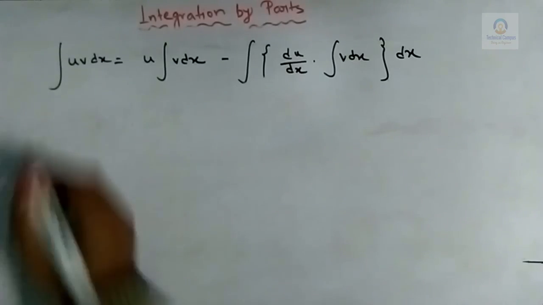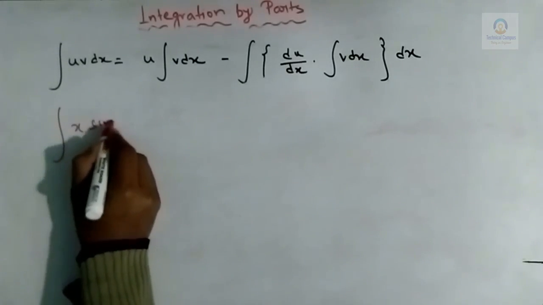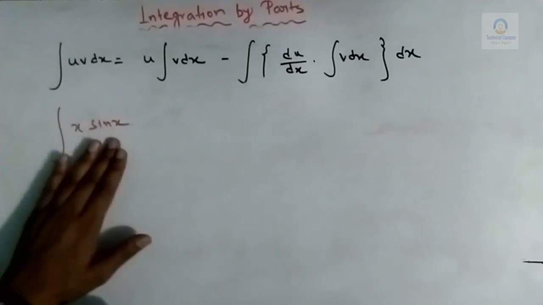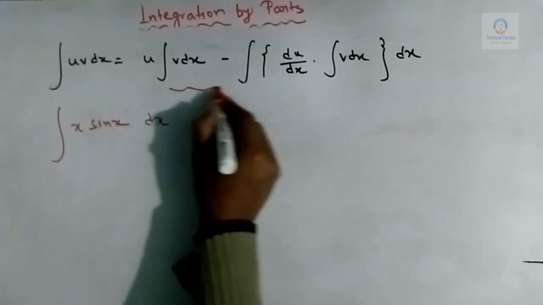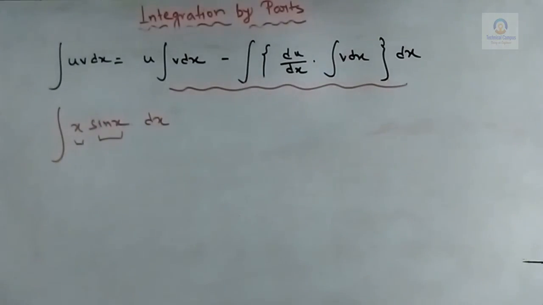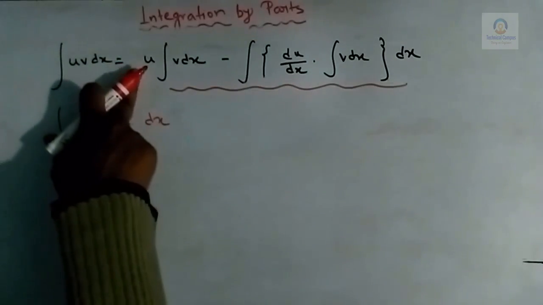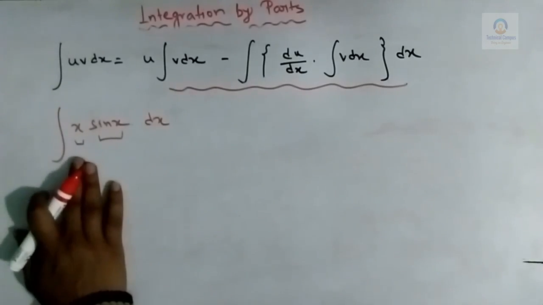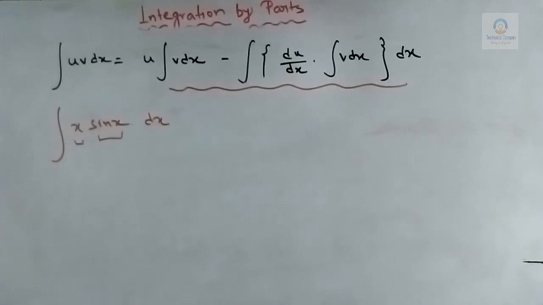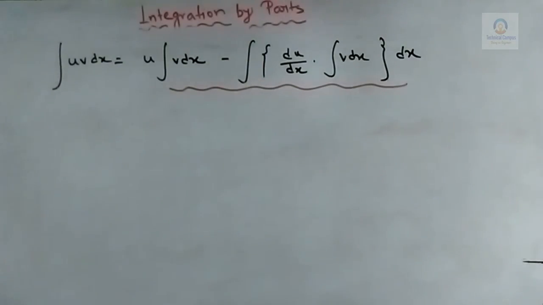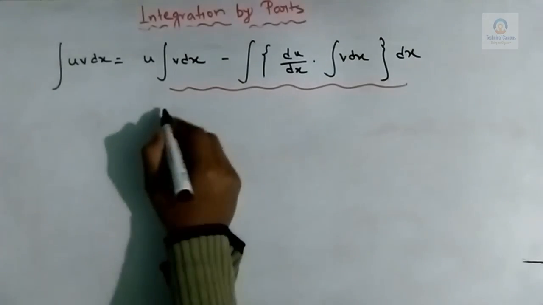Suppose we have the function x into sin x. If we want to calculate the integration of the product of x and sin x, then in order to apply this formula, you have to consider one function as the first function and the other as the second function, because we have learned the formula as first function into integration of second function. So you have to know the rule for which function to consider first and which second. There is a prescribed rule in integration: we choose the first function by the rule of LIATE. So what is LIATE?